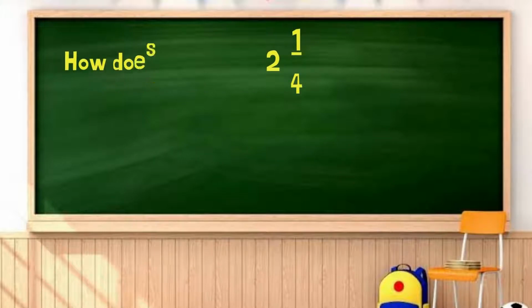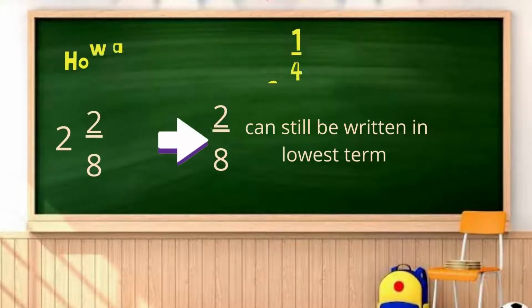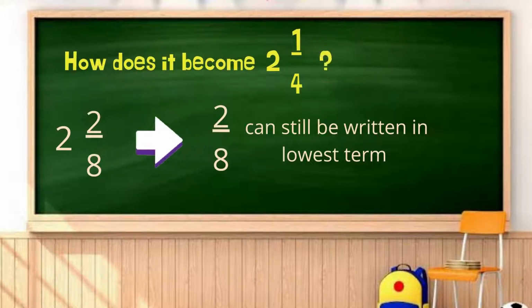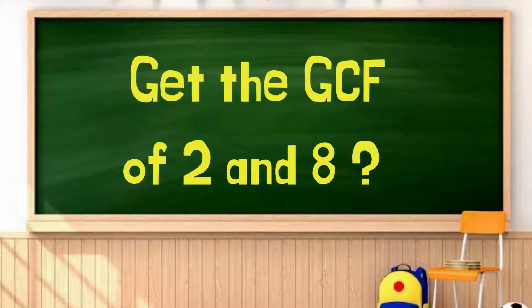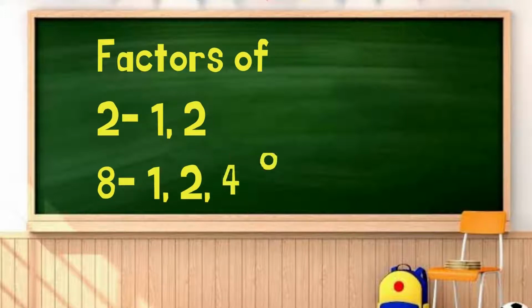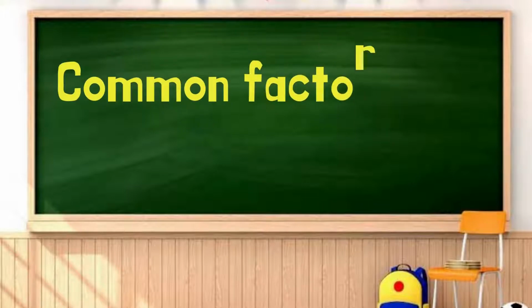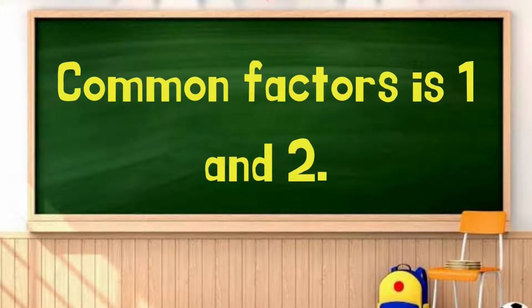How does it become 2 and 1/4? Do you have an idea? Great. 2/8 can still be written in lowest terms. So you need to get the GCF of 2 and 8. So what are the factors of 2 and 8? The factors of 2 are 1 and 2. And the factors of 8 are 1, 2, 4, and 8. So what is their common factor? Correct, 1 and 2.